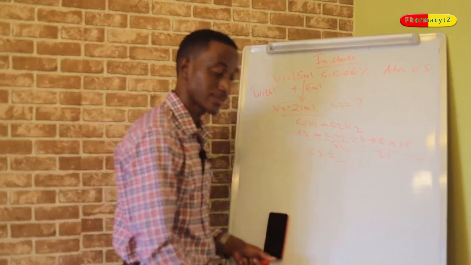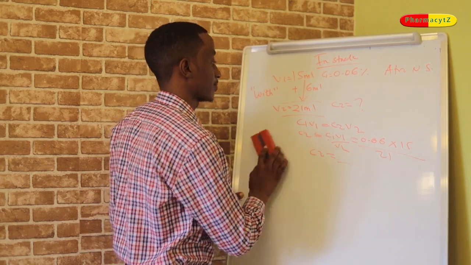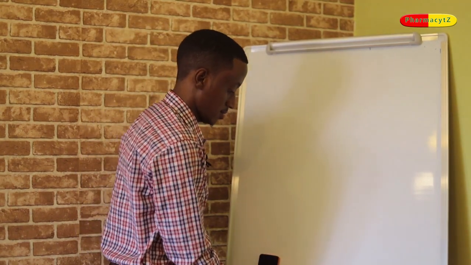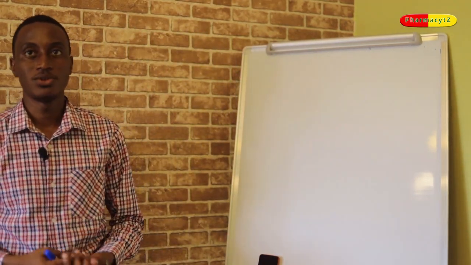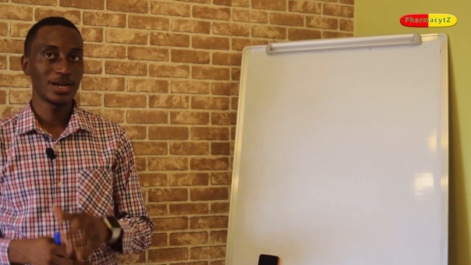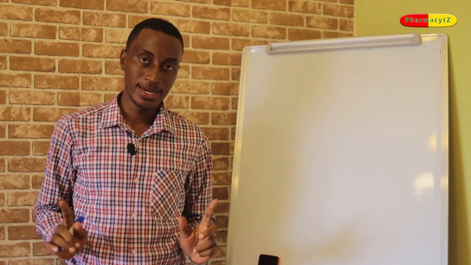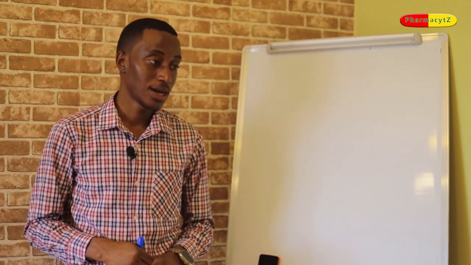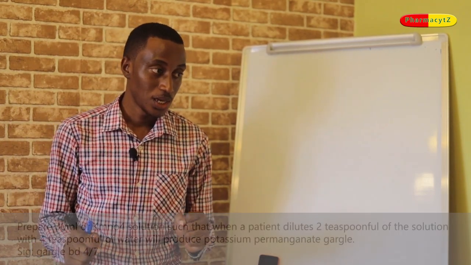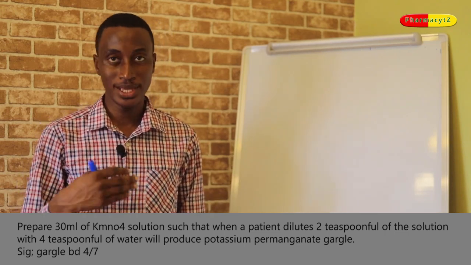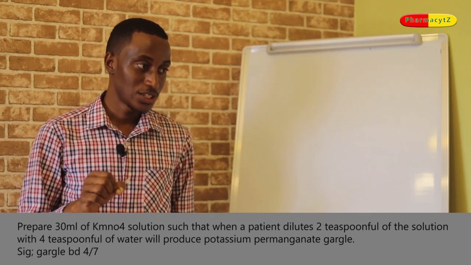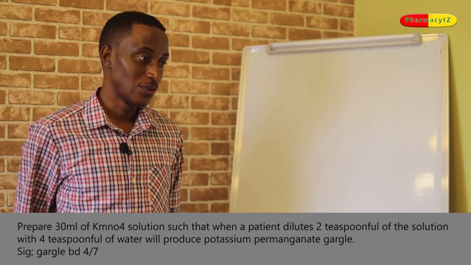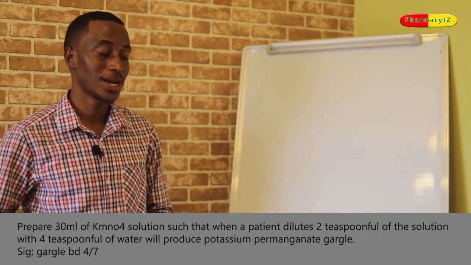Okay, let's have one more last example. The last example on the concept of dilution will be on gargles. Now we have this concern here. When you are in the hospital laboratory required to perform the following compounding of the prescription, look, we need to prepare 30 ml of potassium permanganate solution such that when a patient dilutes 2 teaspoonfuls of a solution with 4 teaspoonfuls of water will produce a potassium permanganate gargle.